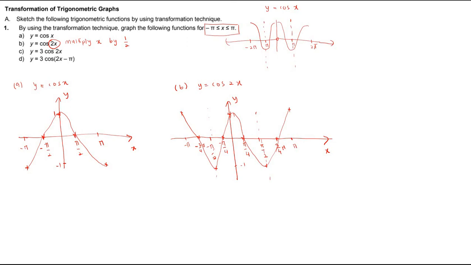C. Y equal 3 cos 2x. Okay. Satu benda kena ingat benda ni bersambung eh. So, daripada sini, kita sambung sini, sambung sini. Okay. So, based on this graph, kali ni beza dia dah ada darab 3. Okay. Darab 3 kat depan.